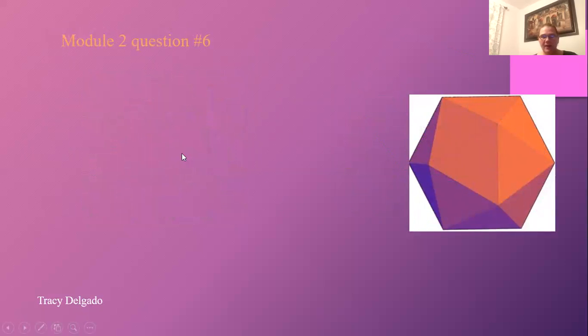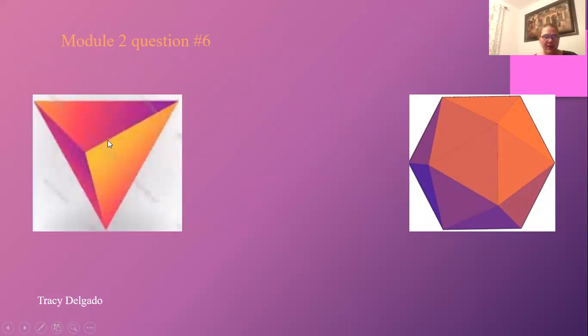And last but not least, we're doing a picture of a tetrahedron, an octahedron, and an icosahedron. I'm so sorry about butchering that name. I've never heard that word in my entire life.